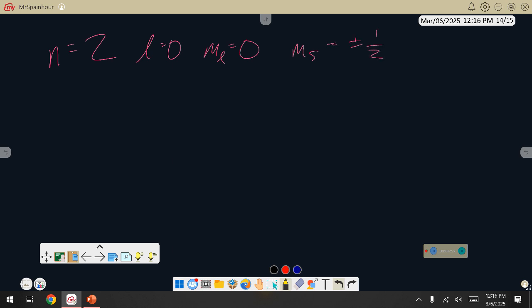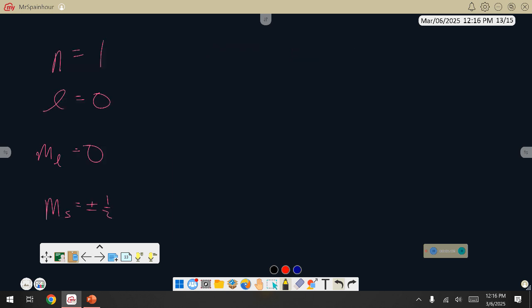So what does this say? Well, if n equals 2, I'm going to get an s orbital, there's only one orientation of the s orbital, and 2 electrons will fit in that. So this guy right here, n equals 1, L equals 0, this is the 1s orbital.